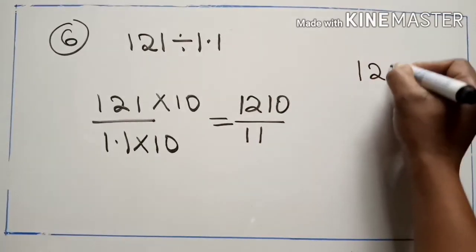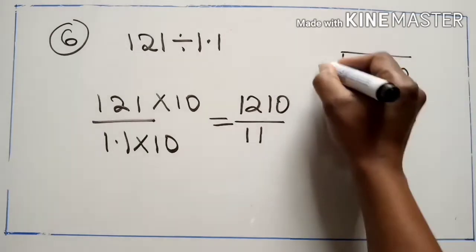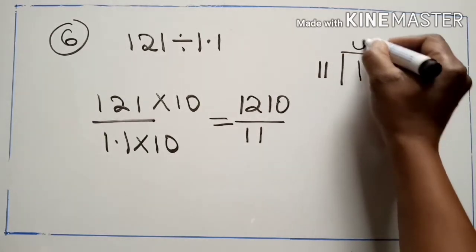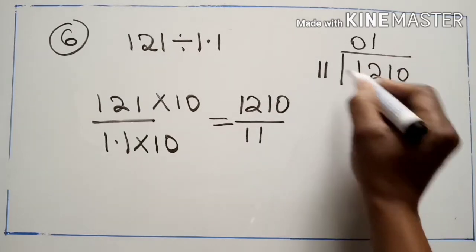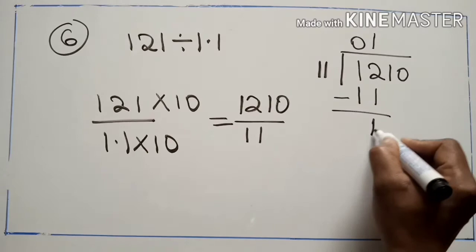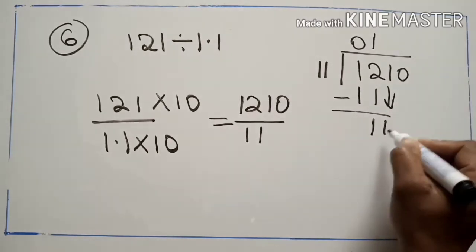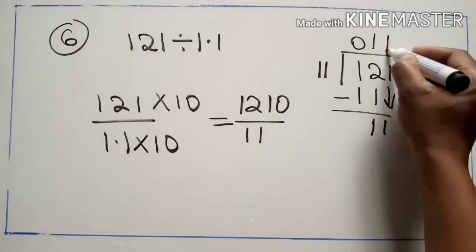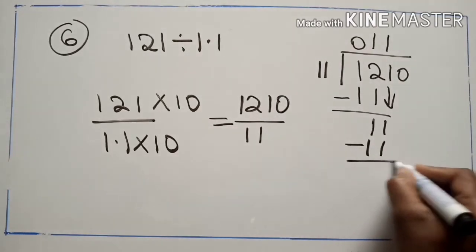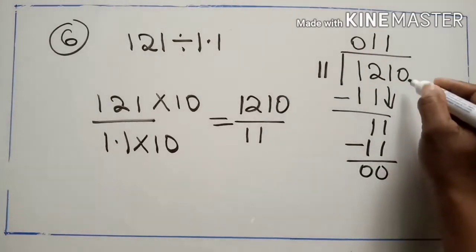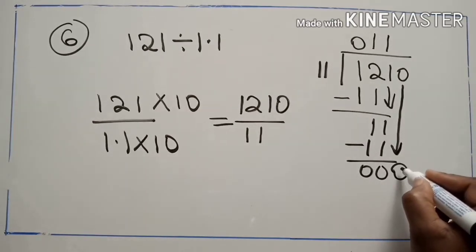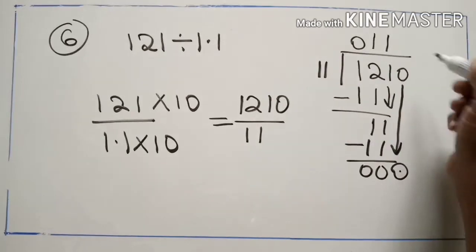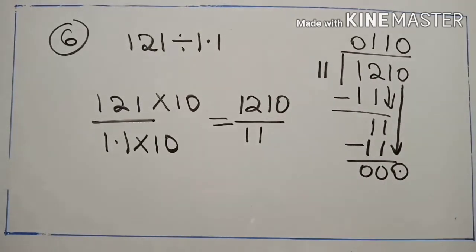So what is 1210 divided by 11? 1 divided by 11 is impossible. 12, we have 1 11. 1 times 11 is 11. Subtract that, you get 1. Drop your 1 so that you have 11. 11 times 1 will give you 11. Subtract that 11. We still have our 0 here. We drop it. Because this 0 cannot be divided by 11, we are going to add a 0 in the answer line. And our answer is 110.